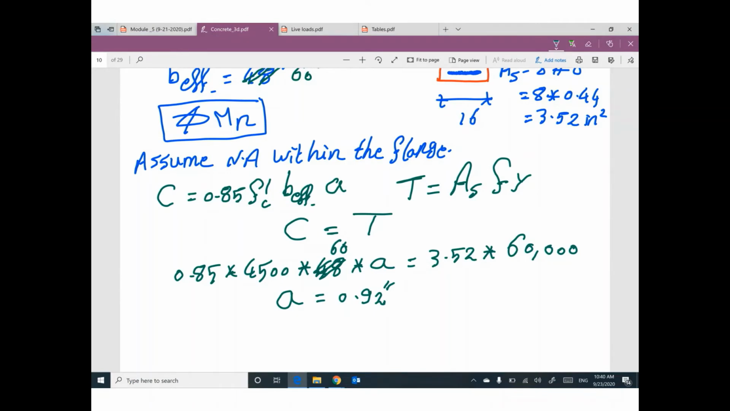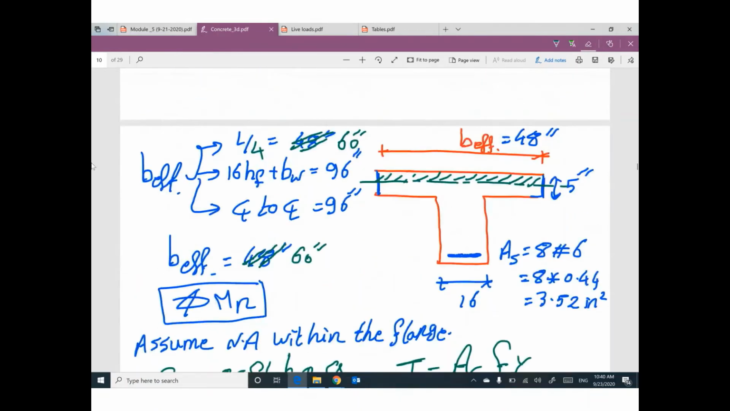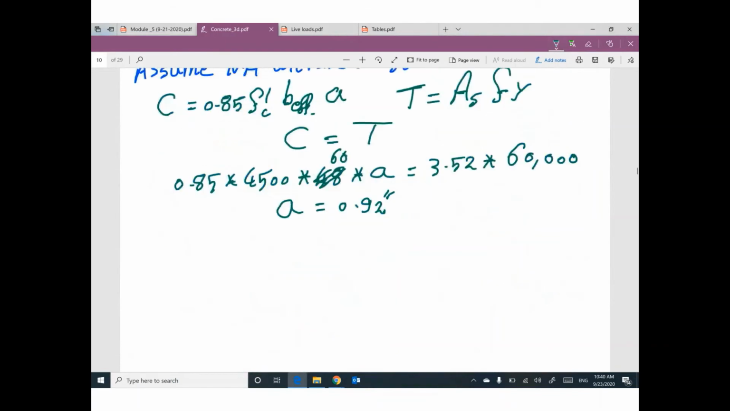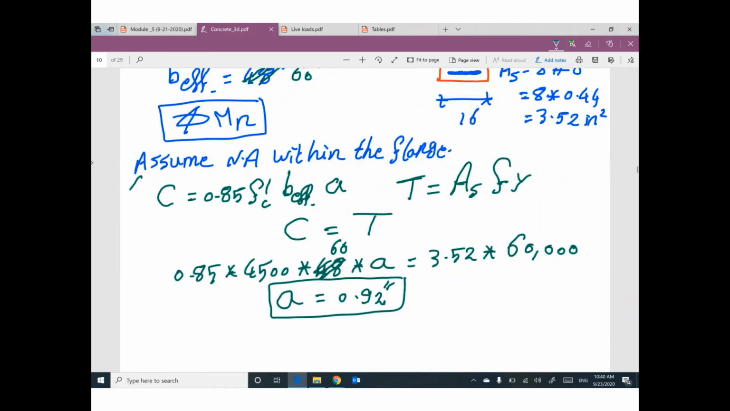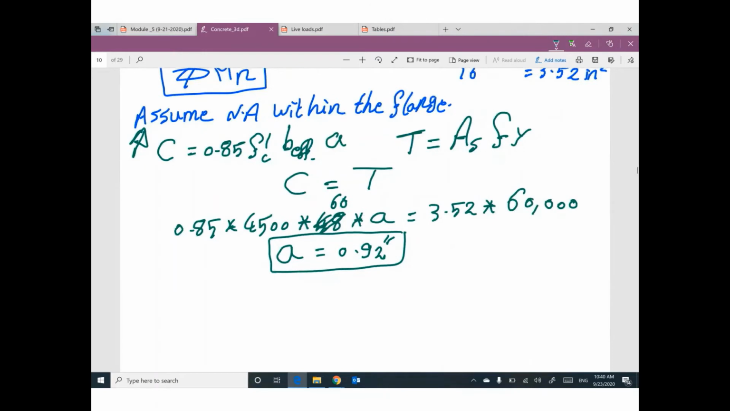Any other comment? Guys, any other comment? You are right: span divided by 4, 16 times thickness plus b web, center line to center line. Did your assumption turn out correct? Because you assumed the neutral axis within the flange. Do you agree? Yes, because the depth of the stress block is 0.92, which is smaller than 5 inch, the slab thickness, that means you are good. Your assumption is correct.